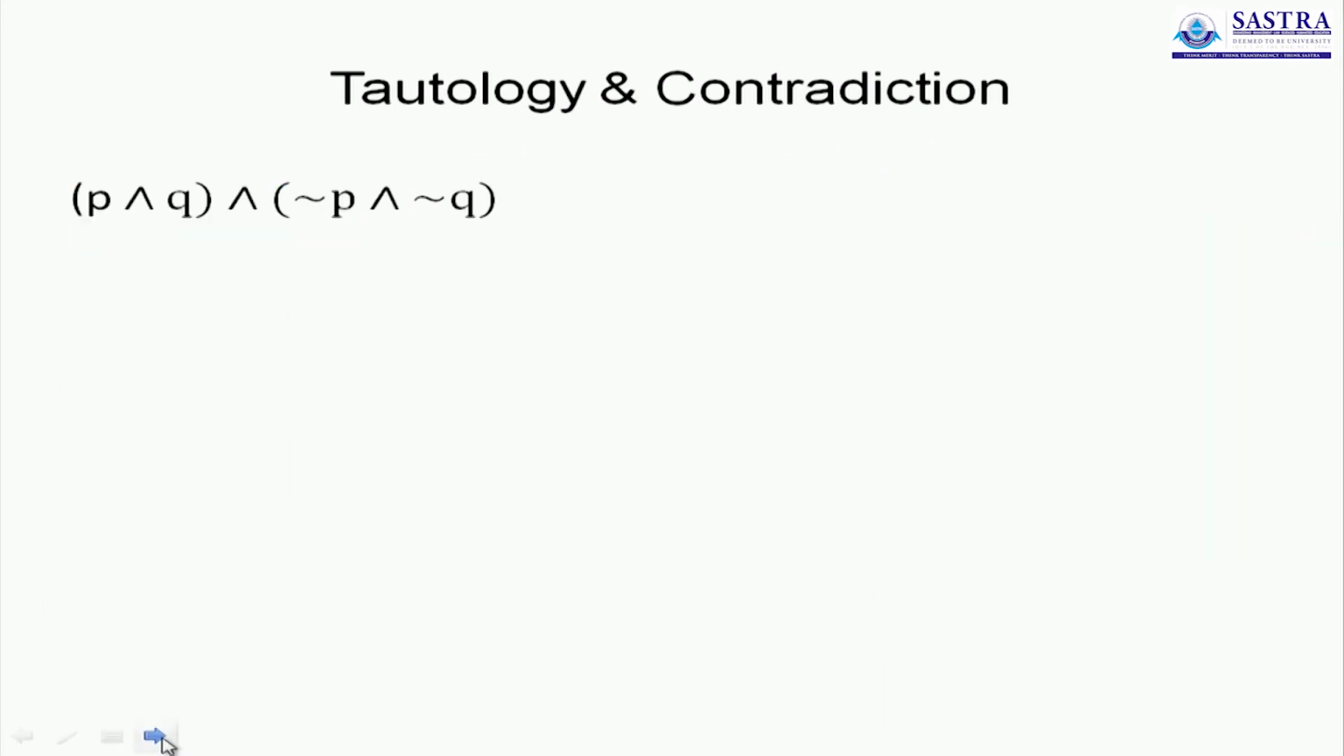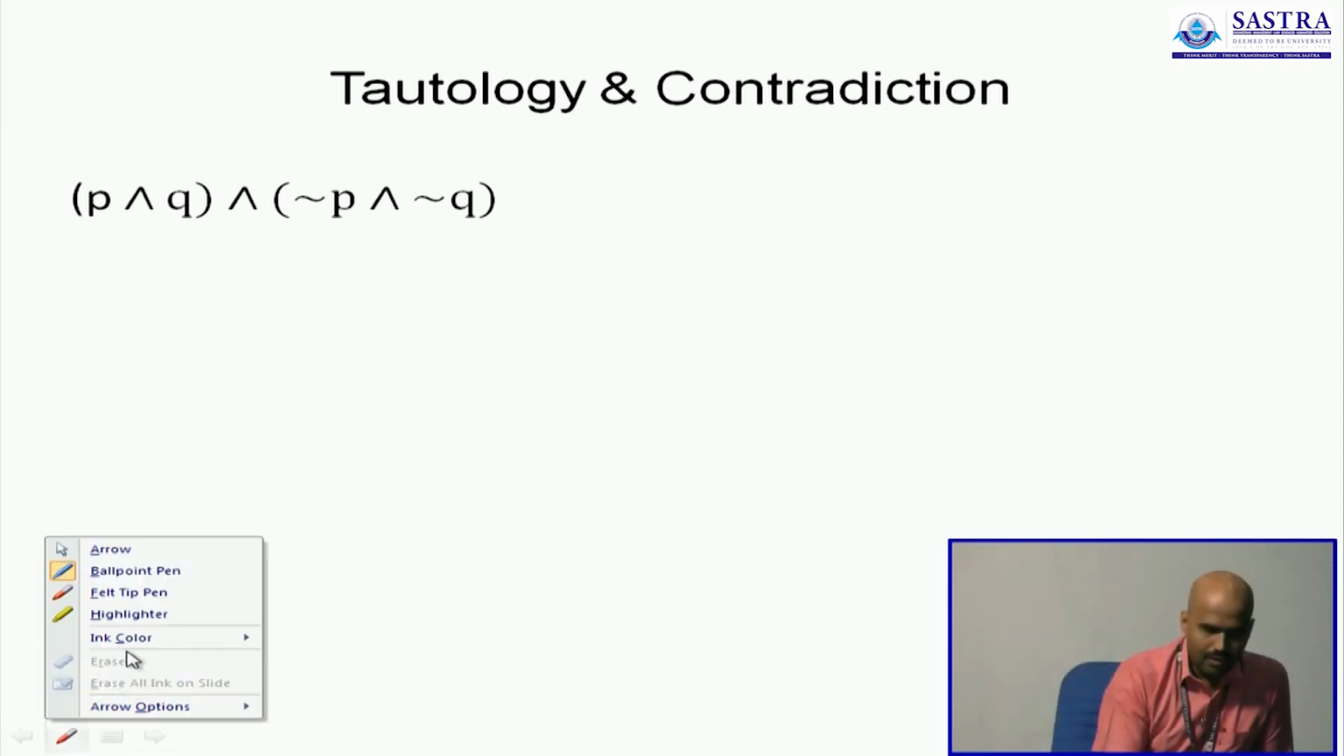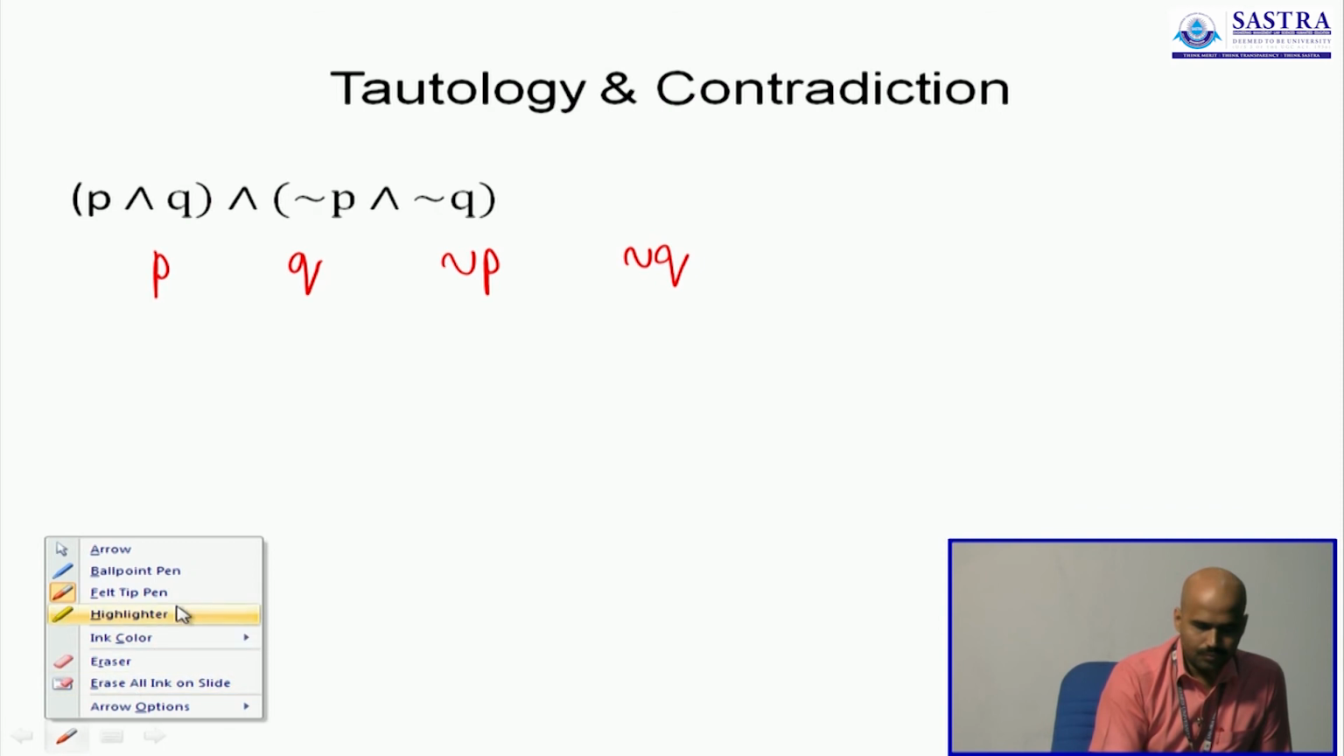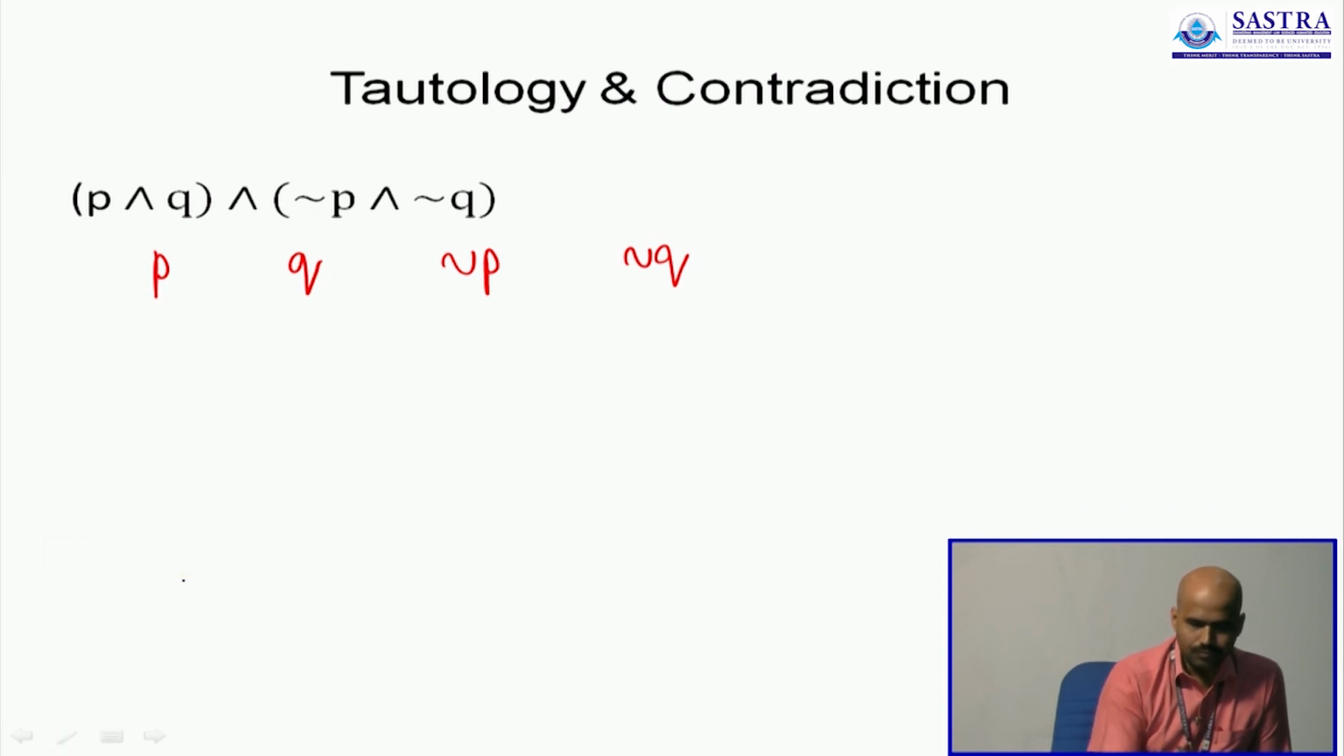What happens here? We have a compound statement involving only two simple statements P and Q. Let's check it out. This should be easy because there are only two statements, which means you have only 4 possible cases: a P, a Q, a negated P, and a negated Q. So what are the statements here?